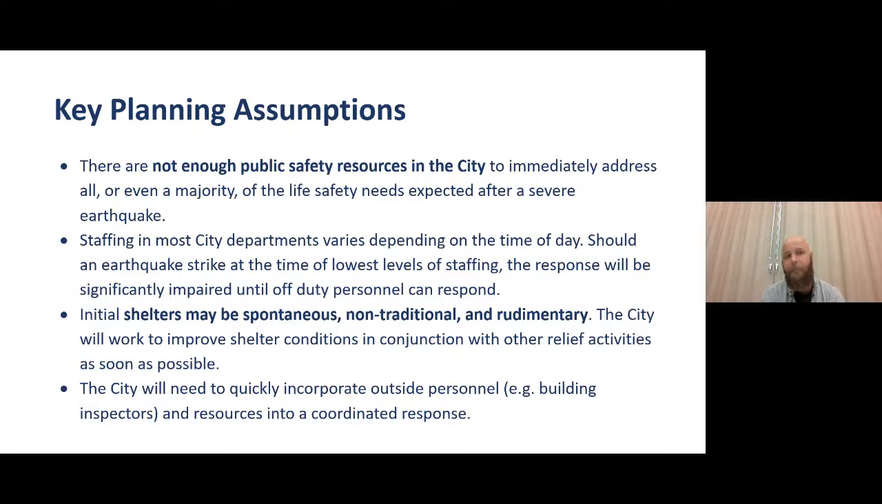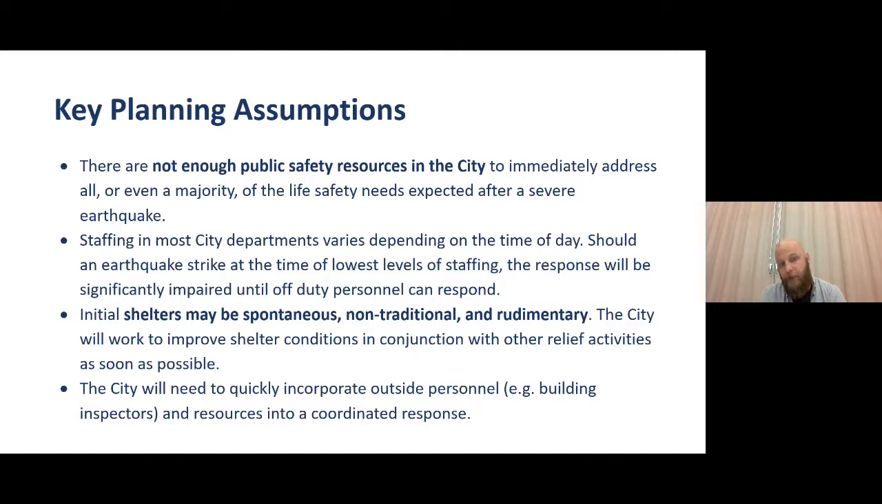Staffing in most city departments varies depending on time of day, and in a large earthquake, especially if we're at a time when there's the lowest levels of staffing, we would really be impaired in terms of getting people in to be able to do the work that needs to be done. There are over 13,000 city employees, and just to give you an idea, less than 40% of those employees live within the city of Seattle. So getting people in to start doing work could be a serious issue.